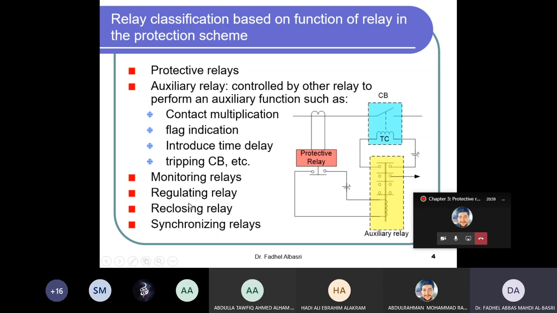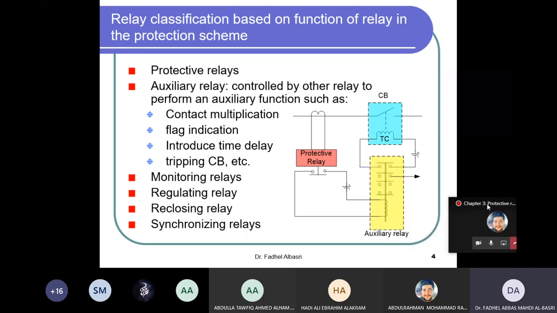This is similar to what I have shown you. This is normally open. This is a normally closed contact. And we have also other types of relay like the reclosing relay and regulating relay that I already introduced in the previous lecture.